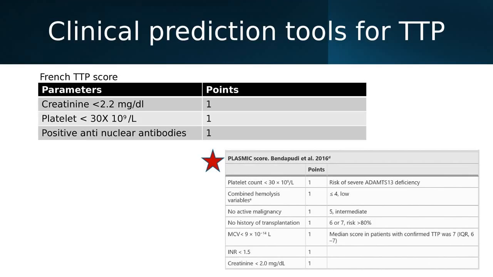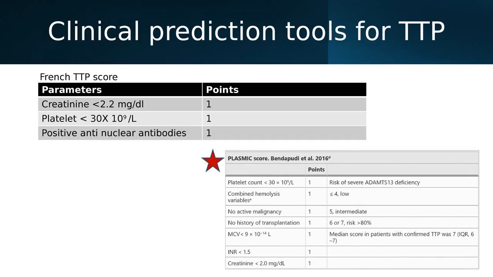So the majority of times we do use the PLASMIC score, which includes many more variables. If you have a score less than 5, then there is very low suspicion for immune TTP. 5 to 6 is indeterminate, and above 6 is classic for immune TTP. In those cases, you should absolutely start plasmapheresis.